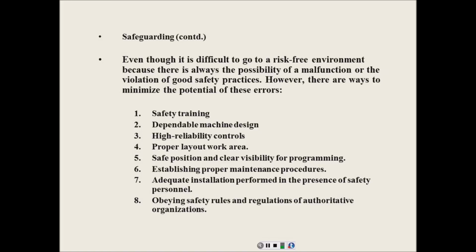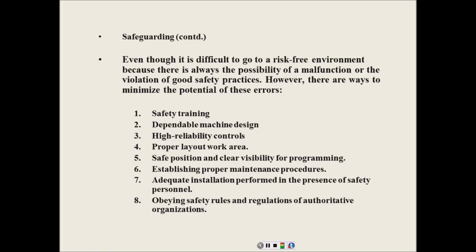Safeguarding. Safety training, dependable machine design, we don't have to worry about that. Highly reliable controls, we don't have to worry about that. Proper layout of the work area, we do have to worry about that on the big Fanuc. Of course, y'all see what we do on the Mitsubishi. We just run that sucker so slow. We just run it real slow. The robot could actually run faster, but it's not safeguarded. The Mitsubishi, by the way, is the one from the manufacturer. Safe positioning and clear visibility for programming, we have that.